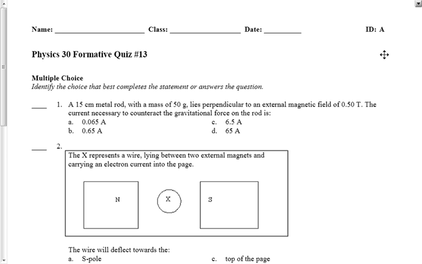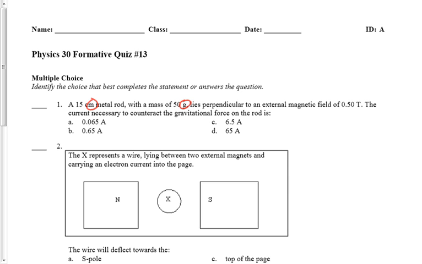Have a look at the quiz we wrote today, quiz number 13. Question number 1, a 15 centimeter metal rod. Hey, we talk about this every single day, right? When we see centimeters, we want to circle that. We want to draw attention to that so that we don't forget to convert that to meters later on when we're doing our work. It also has a mass of 50 grams. We want to circle that one as well.